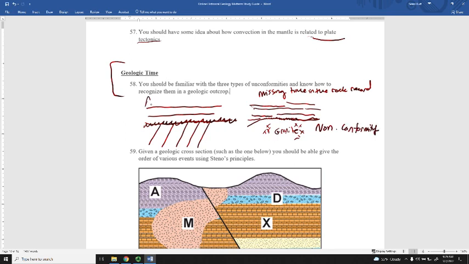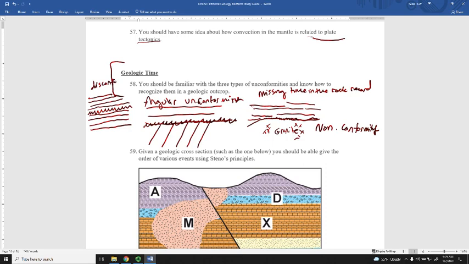And this is an angular unconformity. And then the last kind is really hard to see because you could have deposition, and then something happens and deposition just stops. And there's an unconformity. But then deposition starts again. And you would really have no idea. And sometimes this can be really hard to see, but that's called a disconformity.